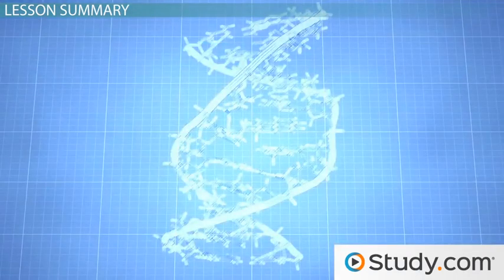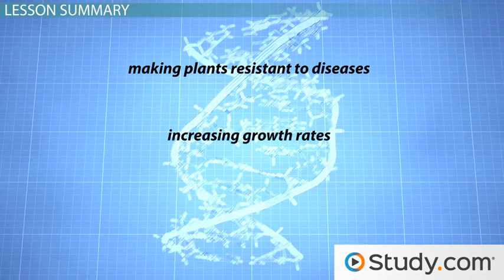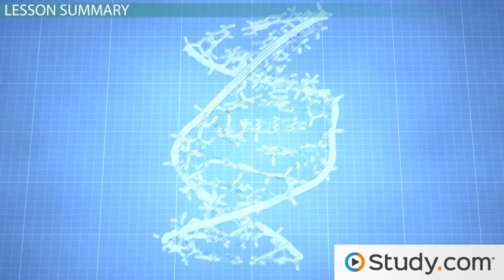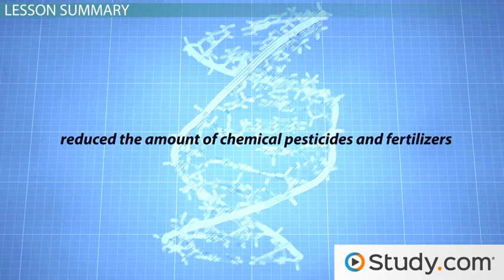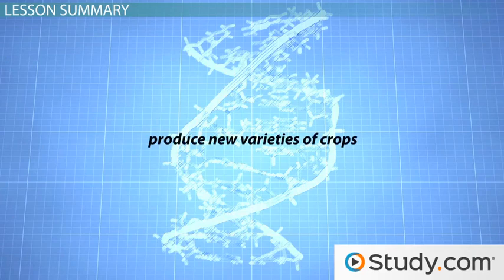Genetic engineering has made it possible to produce more crops by making plants resistant to diseases, increasing growth rates, and modifying plants so that they can grow in less suitable habitats. Another benefit of genetic engineering is that it has reduced the amount of chemical pesticides and fertilizers used because the modified plants are designed to produce those materials themselves. Genetic engineering has also made it possible to produce new varieties of crops and potentially expand dietary variation.